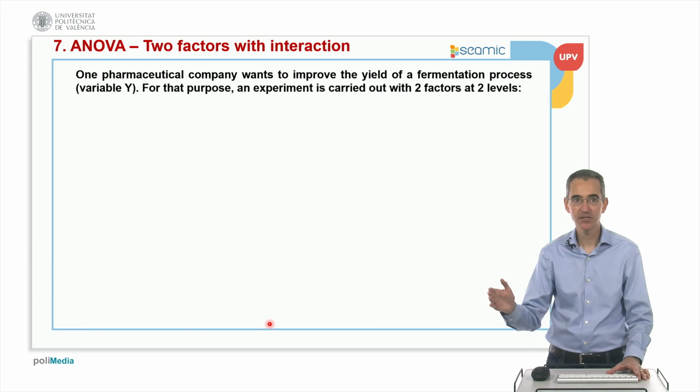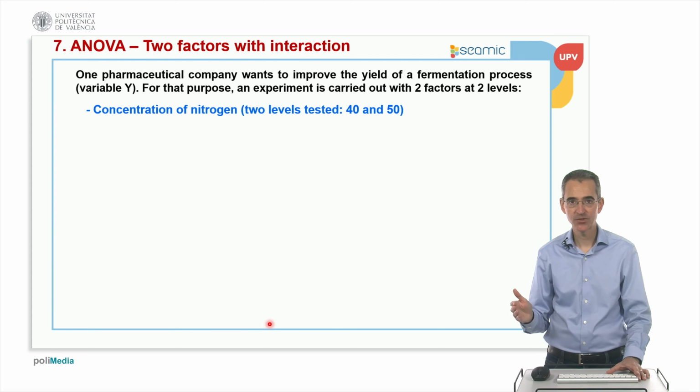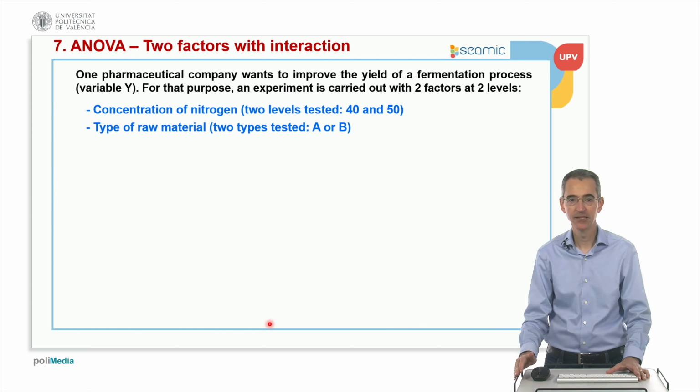So let's imagine that we have one pharmaceutical company that wants to improve the yield of a fermentation process, which we will call the variable Y. For that purpose, we run an experimental design with two factors at two levels. These are the factors that the company chooses: the concentration of nitrogen, which is tested at level 40 and 50, and the type of raw material, which can be type A or type B.